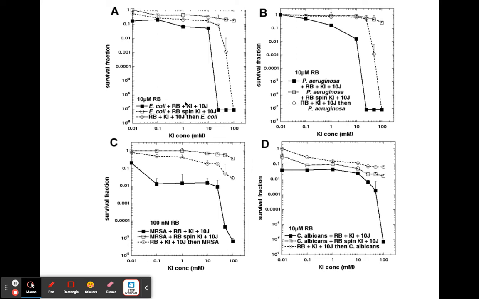Because rose bengal doesn't bind to the bacteria, if you spin the dye in the cells to remove any non-bound dye, it actually doesn't work particularly well with gram-negatives. Again, if you put the cells in after you've shone light on the dye and the potassium iodide, then it works pretty well.